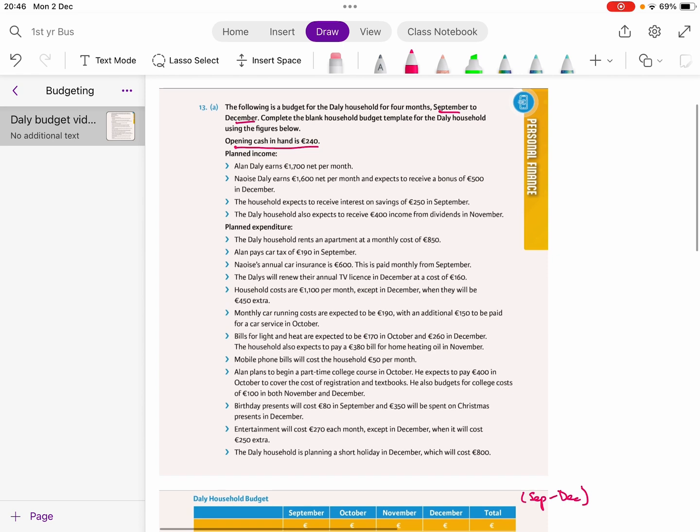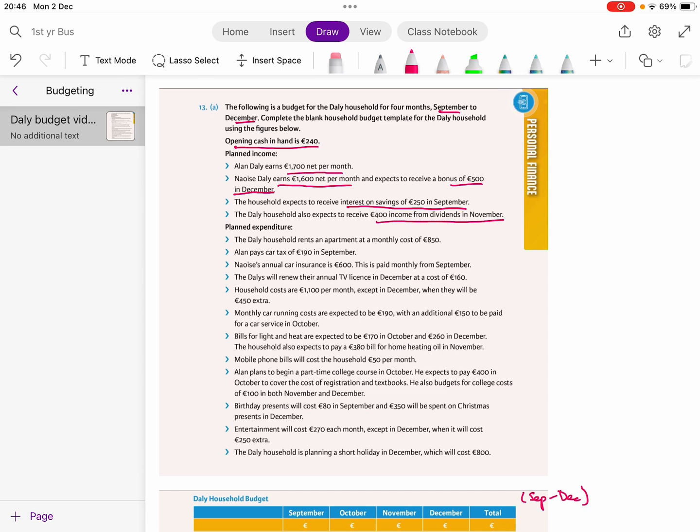Okay, so I have Alan Daly earns 1,700 net per month. Nisha Daly earns 1,600 net per month and expects to receive a bonus of €500 in December. And net per month really just means that's what ends up in my bank account, girls, okay? The household expects to receive interest on savings of 250 in September. And then they also expect to receive €400 income from dividends in November.